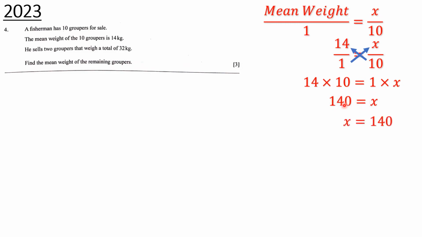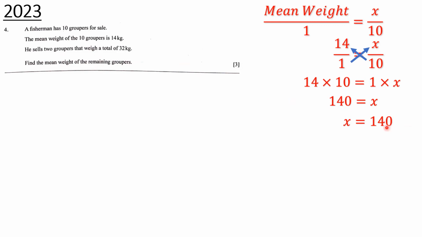Now what we need to do is find the mean weight. That's the question they're asking us: to figure out the mean weight of the remaining groupers. So now we know 140 is the sum of the weights of all 10 groupers. In order to find the mean weight of the remaining groupers, we need to figure out the sum of the weights of the groupers that are left. It says that he sells 2 groupers, so we have to subtract 32 kilograms from 140.